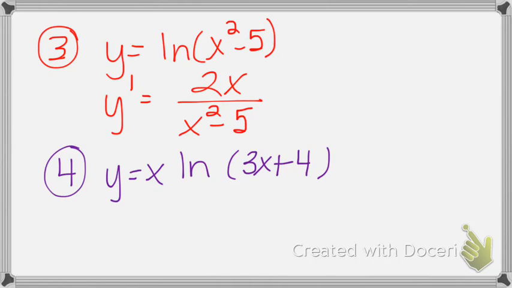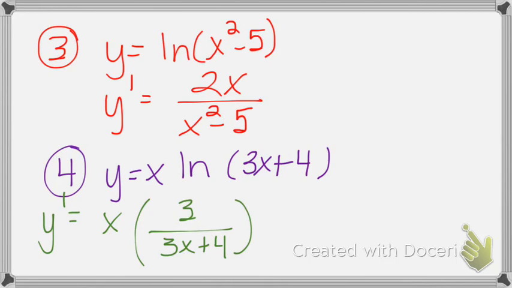Alright, so this one is one where you're going to have to use the product rule along with this new rule that we're talking about for natural log, because there's an x and also the natural log of this. So there's two functions. Okay? So we're going to start off with the first, which is x, times the derivative of the second. Okay, the derivative of the second one, that's natural log of something, so 3x plus 4 is on the bottom. Multiply by the derivative of the 3x plus 4, so 3 is on the top.